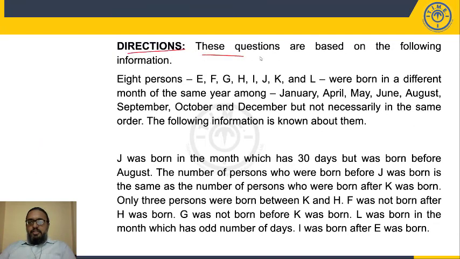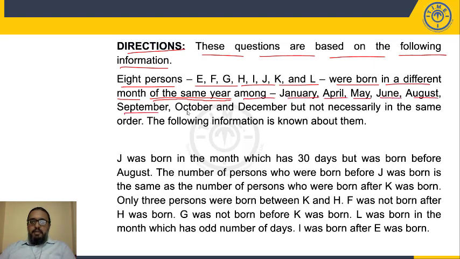Directions. These questions are based on the following information. 8 persons E, F, G, H, I, J, K and L were born in a different month of the same year. This is what you'll have to focus on, of the same year. So this will tell you which is the parameter that I have to fix. Now you have 8 people and then you have 8 different months, correct? Among January, April, May, June, August, September, October and December, but not necessarily in the same order. The following information is known about them.